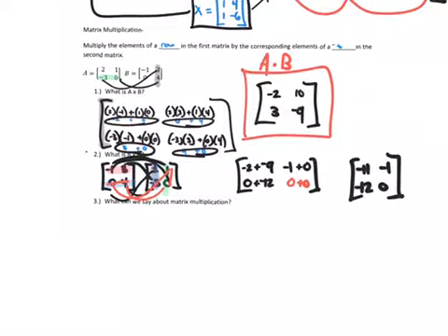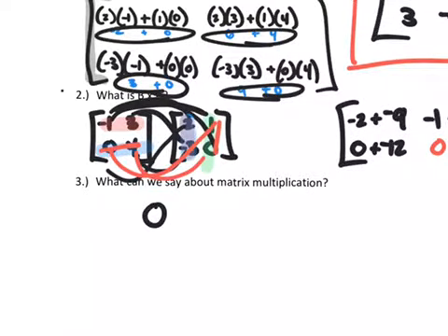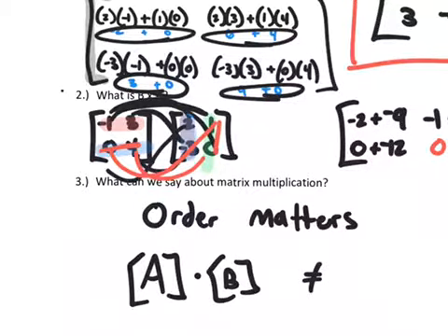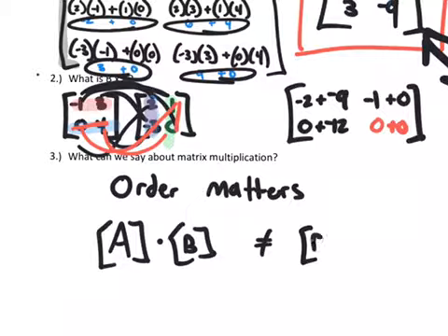So hopefully what you can see here is that these are not the same at all, nor are they any type of same numbers but switched around or anything like that. So our takeaway here about matrix multiplication is that order matters. All right, to where matrix A times matrix B is not the same as matrix B times matrix A.